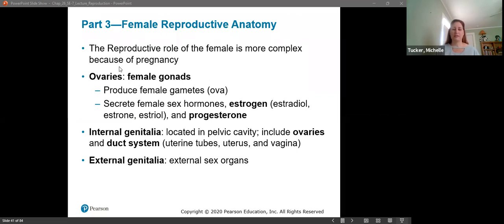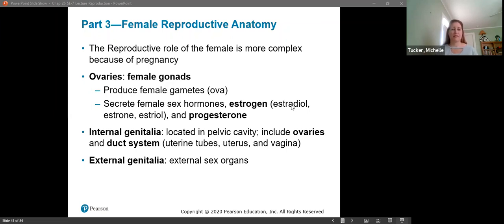The ovaries are the primary organ of the female reproductive system. The ovaries will produce gametes, and they will also secrete the hormones estrogen and progesterone. We just use estrogen as a common term for a family of steroid hormones in this class. The primary one is actually estradiol, and then there are two other forms, estrone and estriol, but we just lump them together and call them estrogen.